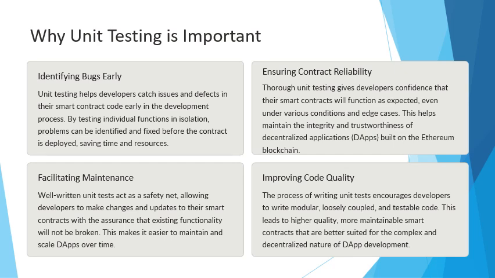The unit test acts as a safety net, allowing developers to make changes and updates to the smart contracts, knowing that the existing functionality won't be broken. It also helps in improving code quality. This allows us to write higher quality, more maintainable smart contracts.